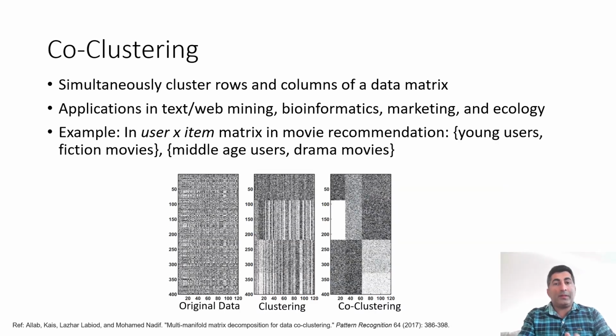So co-clustering is simultaneously clustering rows and columns of a data matrix. It has applications in the web and data mining, bioinformatics, marketing, and in many more areas. For example, in a movie recommendation scenario, co-clustering can output, for instance, young users who like fiction movies. That can be a co-cluster, a group of users and a group of items, or middle-aged users who like drama movies. As you can see, in clustering we are interested in clustering rows or columns, while in co-clustering we simultaneously cluster rows and columns together.